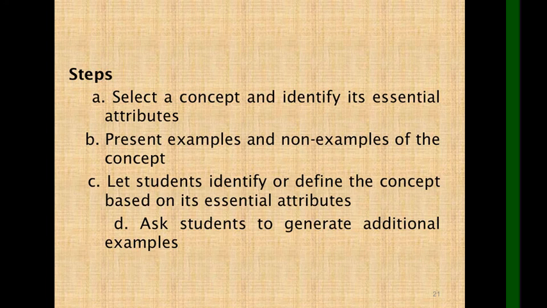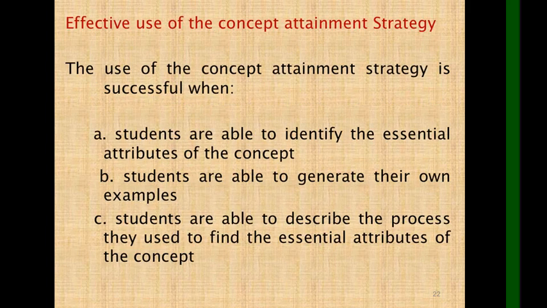Steps: A. Select a concept and identify its essential attributes. B. Present examples and non-examples of the concept. C. Let students identify or define the concept based on its essential attributes. D. Ask students to generate additional examples. Effective use of concept attainment strategy: The use of the concept attainment strategy is successful when students are able to identify the essential attributes of a concept, students are able to generate their own examples, and students are able to describe the process they use to find the essential attributes of the concepts.